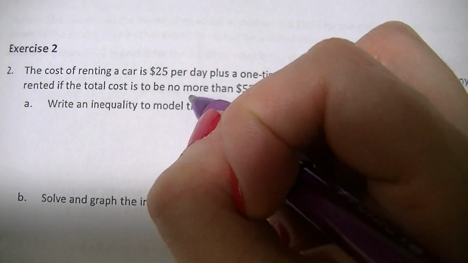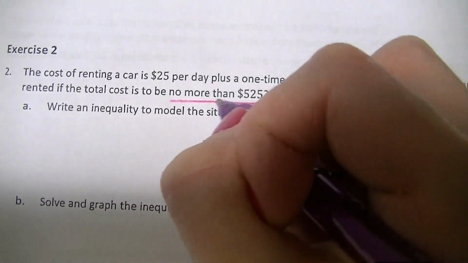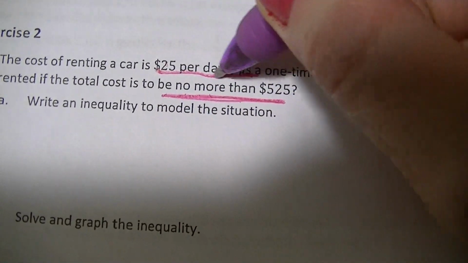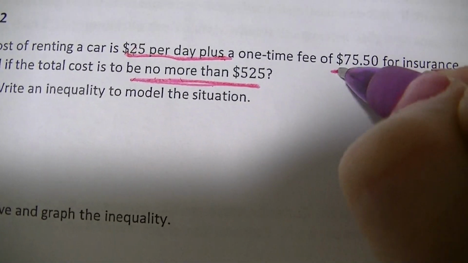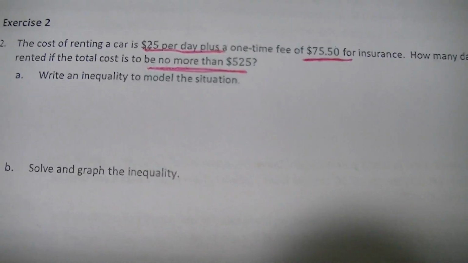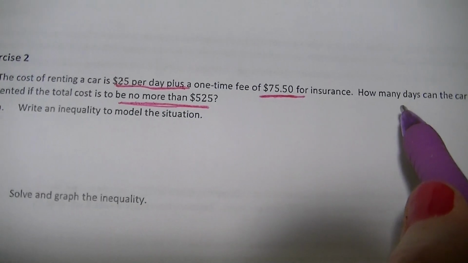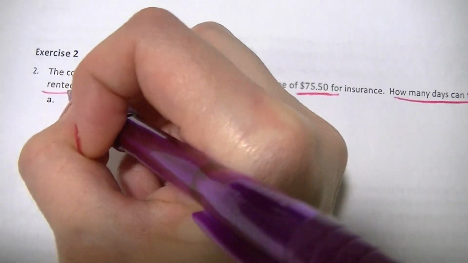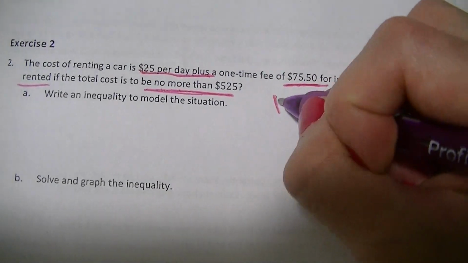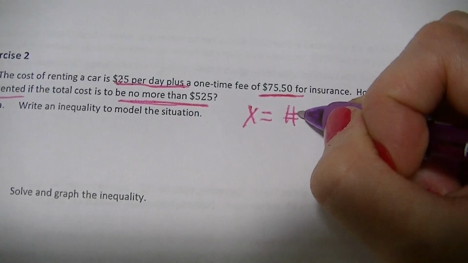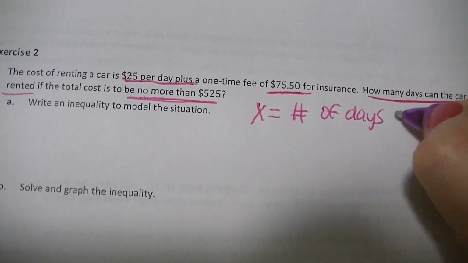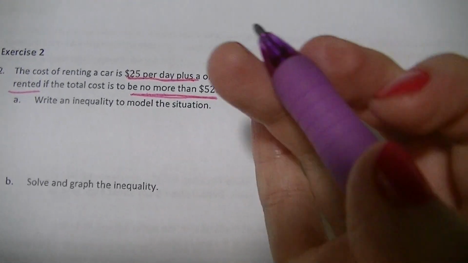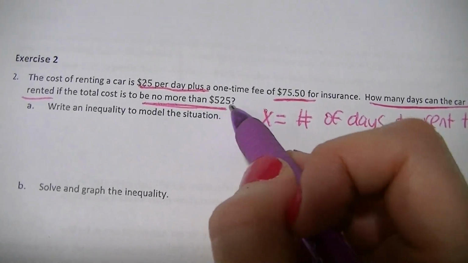So yeah, you're renting this car, but you don't want to spend more than $525, right? That's the most you're going to want to spend. And keep in mind that you have to pay $25 per day plus just a one-time fee of $75.50 for insurance. So it's asking us how many days can the car be rented. That's going to be our variable. I'm just going to use X. X represents the number of days to rent the car. Okay, and remember, we don't want that total amount that you have to spend to be more than $525.